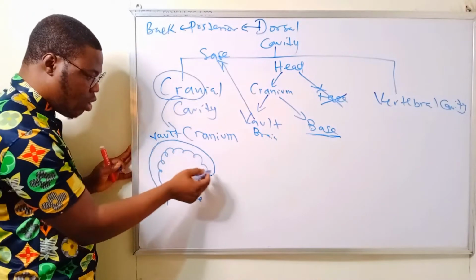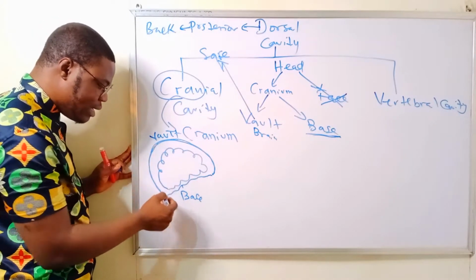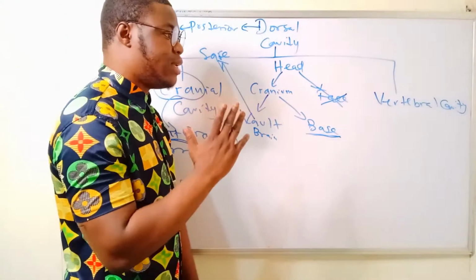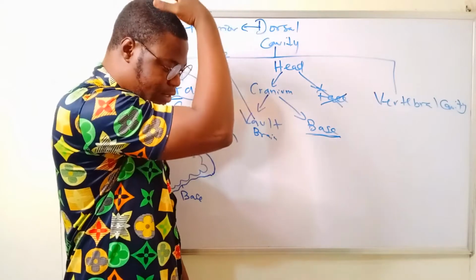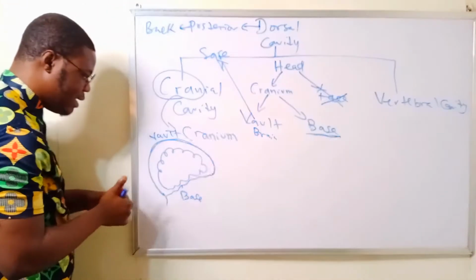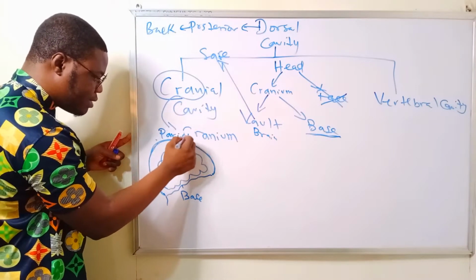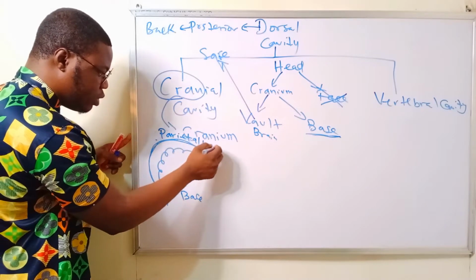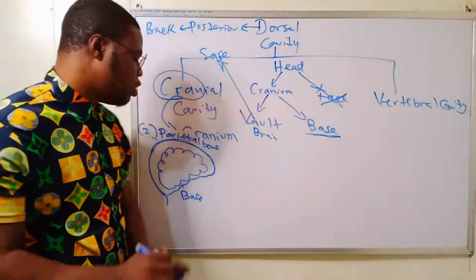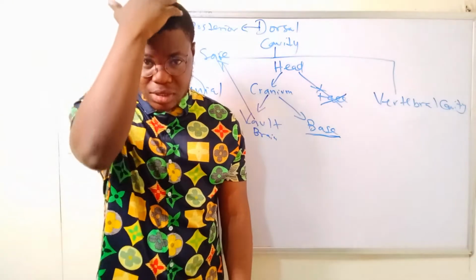Now, the question is, are all these parts just a single bone? No, they are not. They are made up of different bones. I said I'm facing you laterally. If that be the case, this place now, the uppermost border right here, is part of the vault. And this part is called the parietal bone. So we have two parietal bones. You'll get more understanding when we talk about the skeletal system. So the parietal bone is the superior part of the cranial cavity.